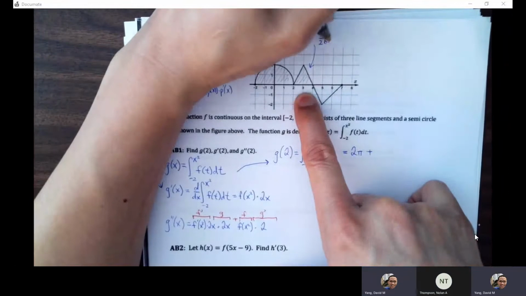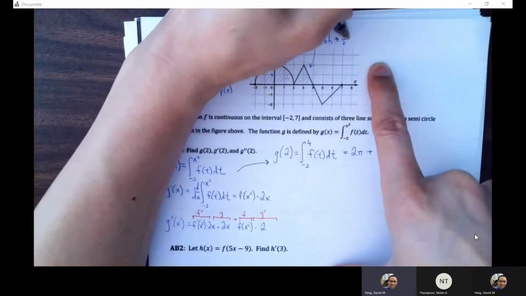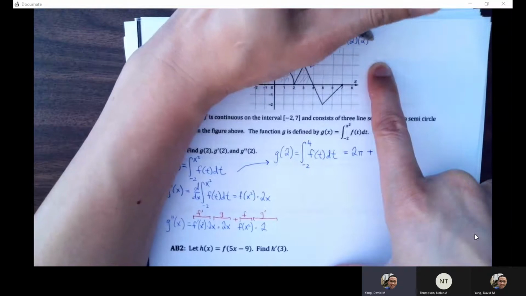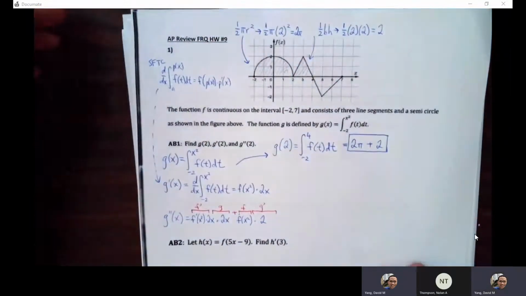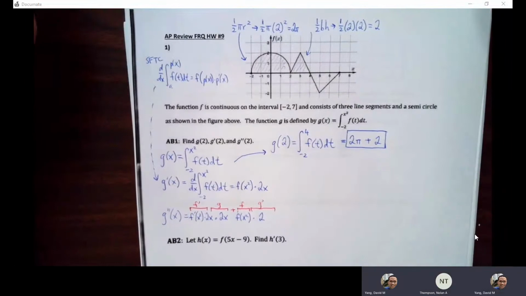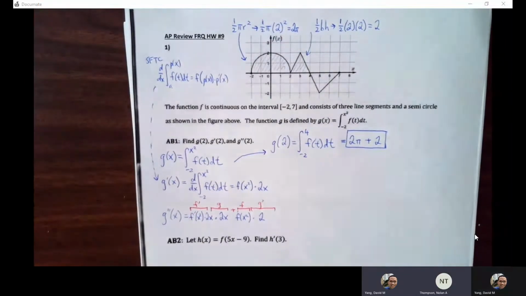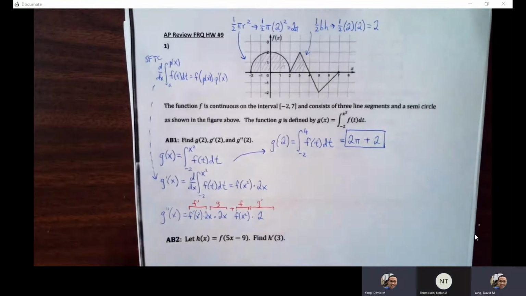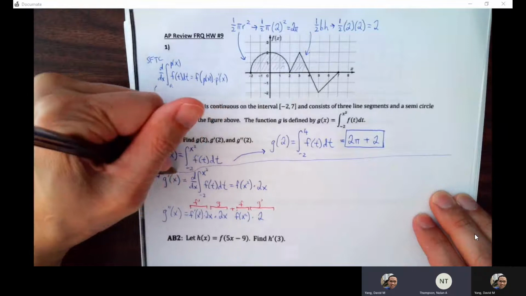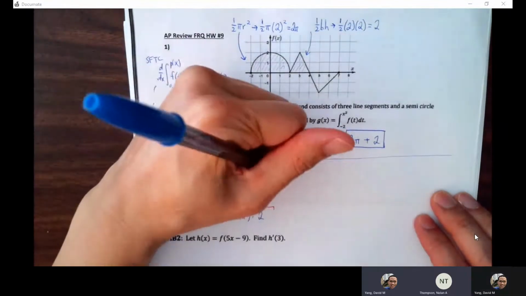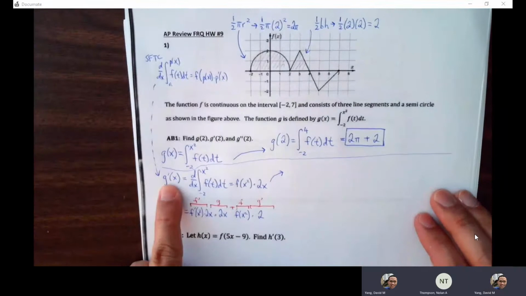1/2 base times height. Base is 2 times 2. So it's really just 2. So there's my g of 2. All right. So now let's find g prime of 2.